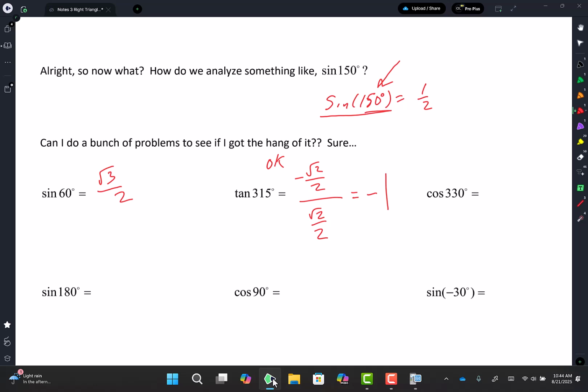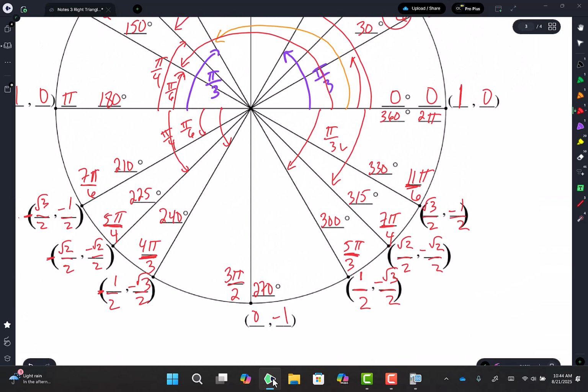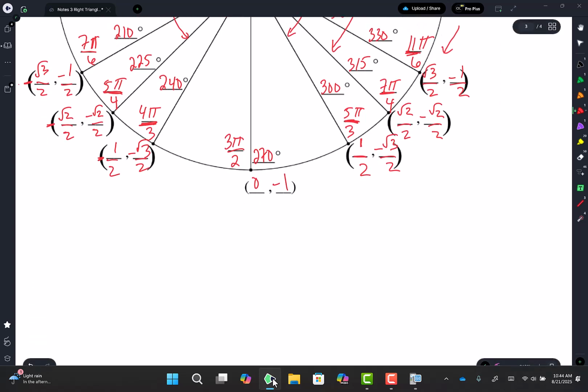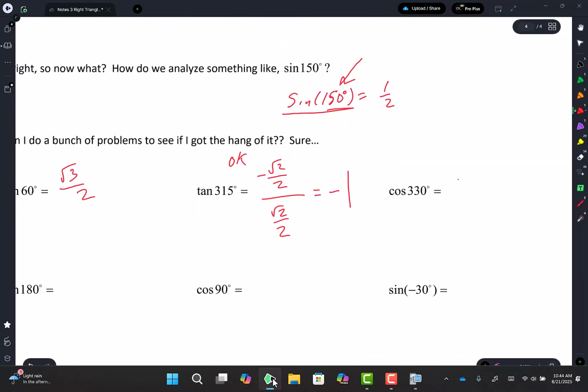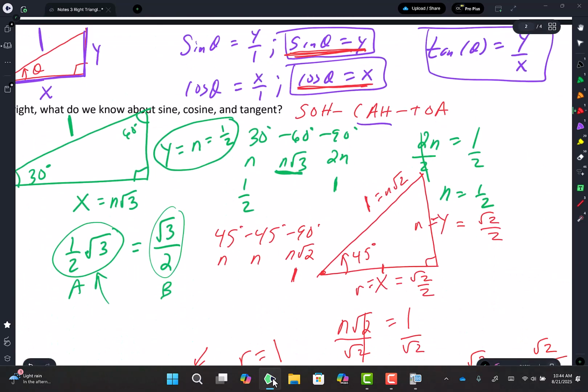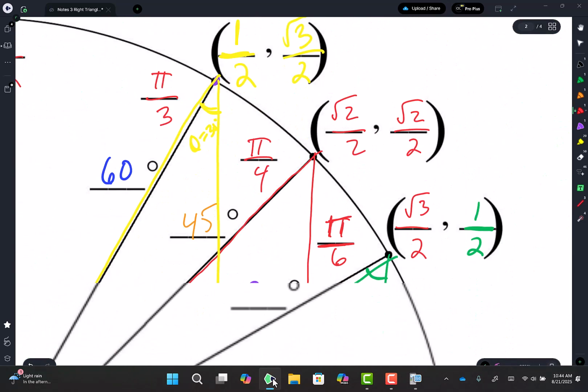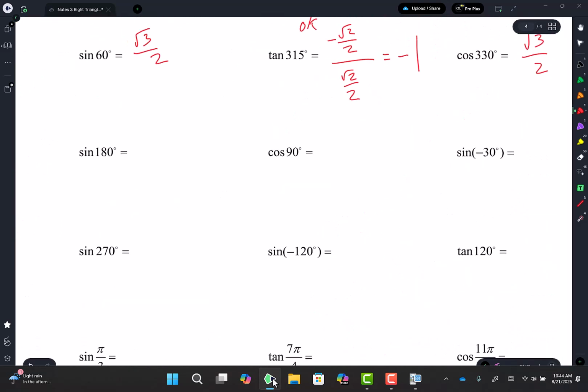Right. Cosine of 330. Go to 330 degrees. At 330 degrees, what is my x value? Square root of 3 over 2. Cosine is the x. Why is cosine the x? Well, come over here to page 2. Look what it says. Cosine theta is your x. Are we seeing that, guys? All right. There we go. That's cosine.